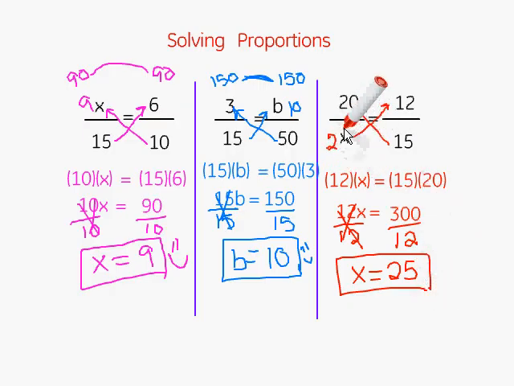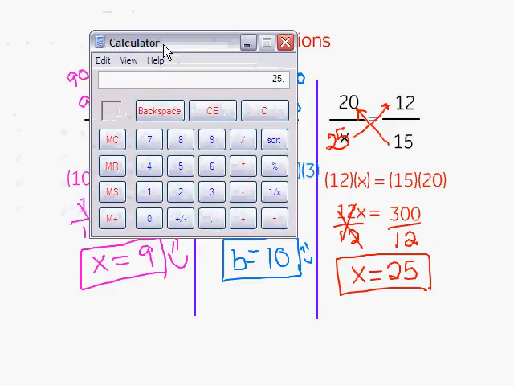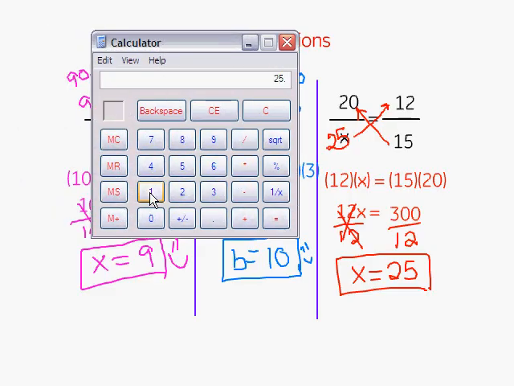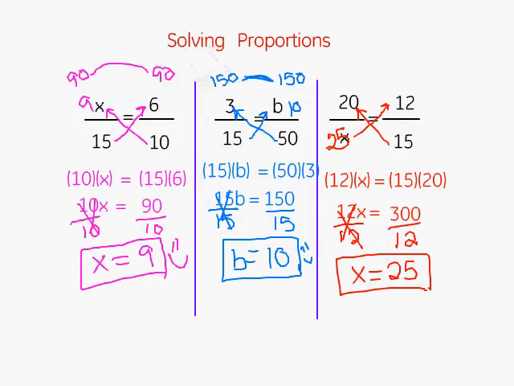Plug that 25 back in for x here and check our cross products. 25 times 12 equals 300. 15 times 20, we already did that down here, is 300. So again, since we get the same number when we recheck our cross products, I know that x equals 25 makes this a proportion. So that is the correct answer.